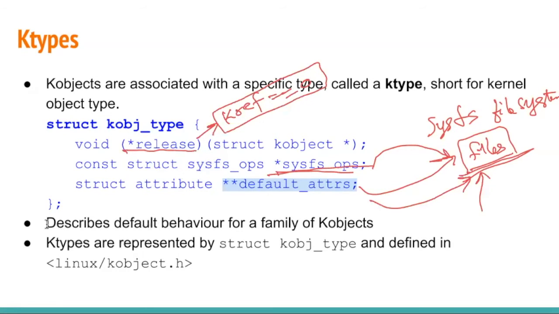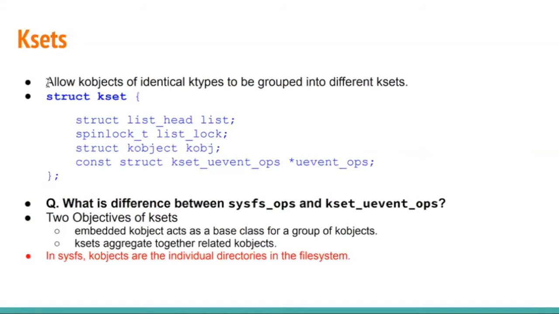So here you can see that it is saying that Ktype describes default behavior for a family of k objects. Or in other terms, you can say a family of similar devices. So this is a Kset. The Kset structure tells that all the similar devices should be in the same group. As its name suggests, it is a set of similar behavior devices, or identical behavior devices, or k objects in terms of k objects.